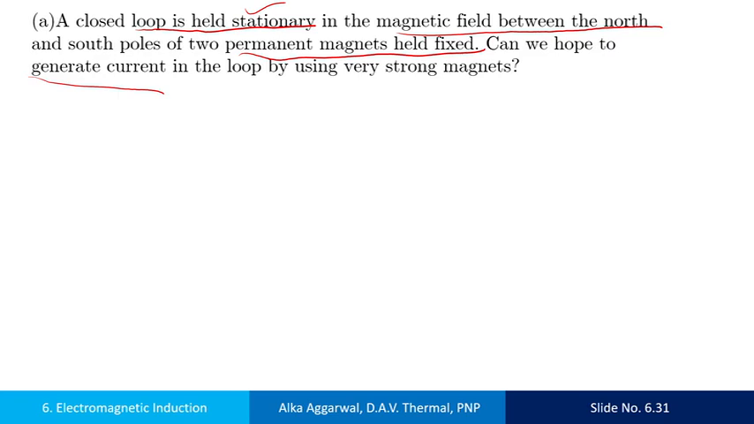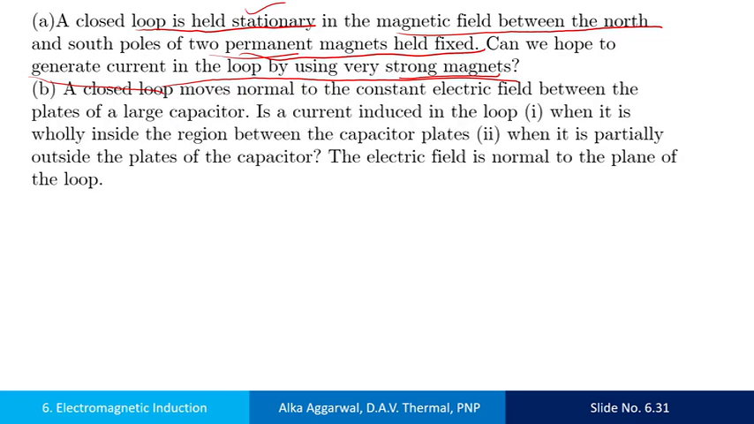But here, can we hope to generate current in the loop by using strong magnets? If in place of these weak magnets we are using strong magnets that are also fixed, and there is no change in the orientation, then no EMF is produced.